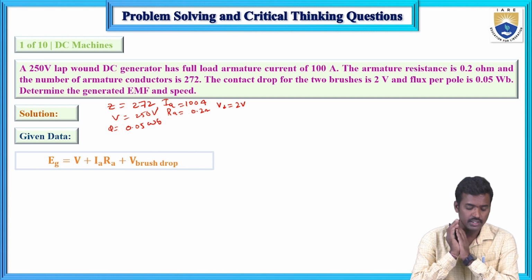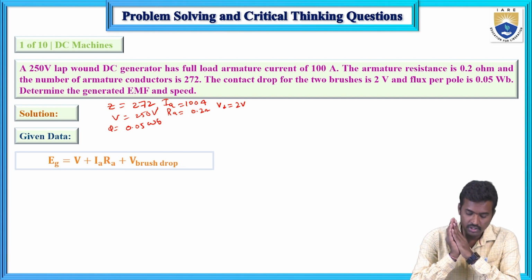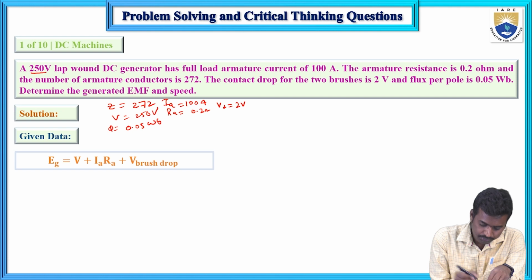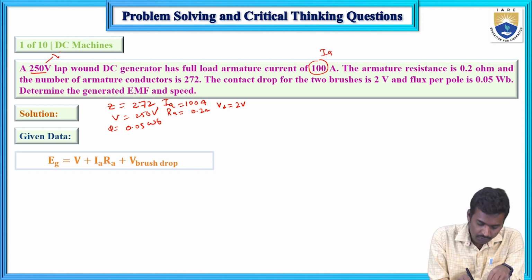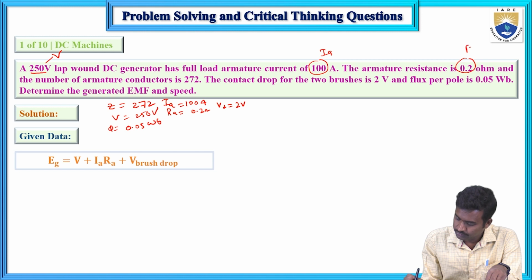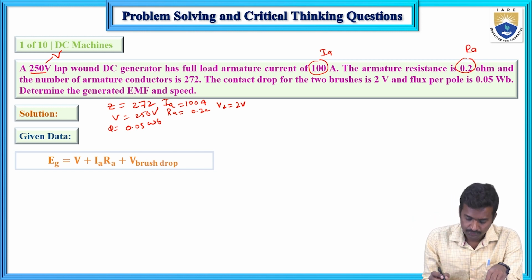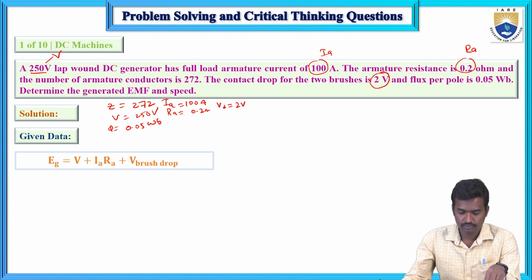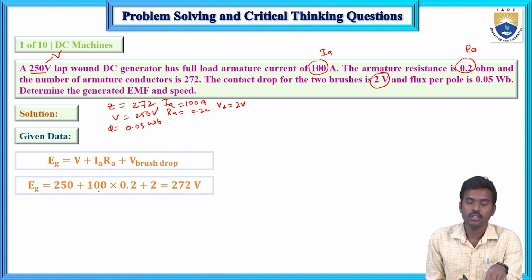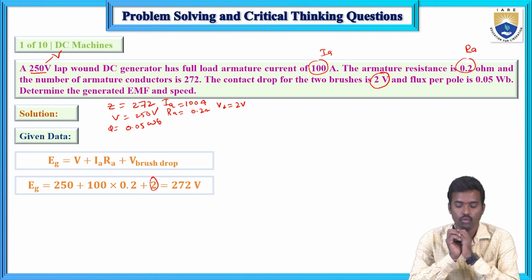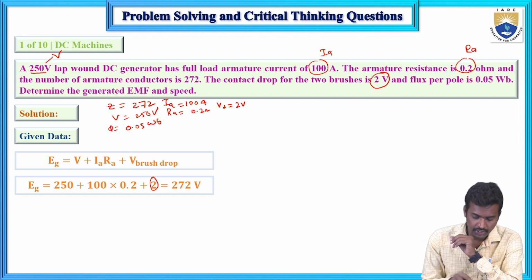Eg equals V plus IA RA plus brush contact drop. Here V is 250 volts, IA is 100 amps, and RA is 0.2 ohms. Next, the brush drop, the voltage drop across the two brushes, is 2 volts. Now you can determine 250 plus 100 into 0.2 plus the brush drop, and the final value is 270 volts. This is the induced EMF.